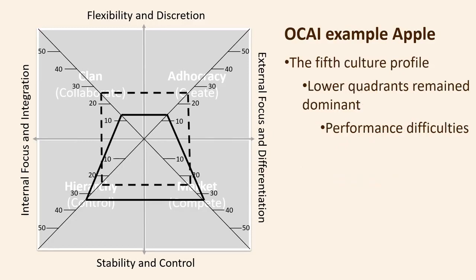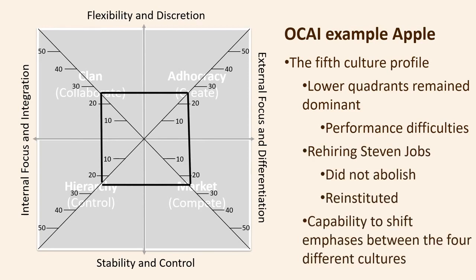The fifth cultural profile took longer to emerge. Over time, companies tend to gravitate towards an emphasis on the hierarchy and market culture types. The lower quadrants tend to remain dominant the longest. It takes a great deal of effort and leadership to make the change to a clan or adhocracy culture. That was one of the reasons that Apple had performance difficulties in the late 1990s. They were stuck in the bottom two cultures and had a hard time inventing new products.